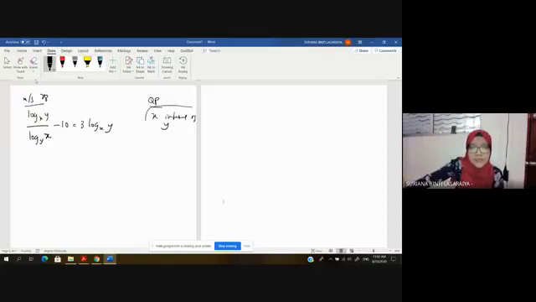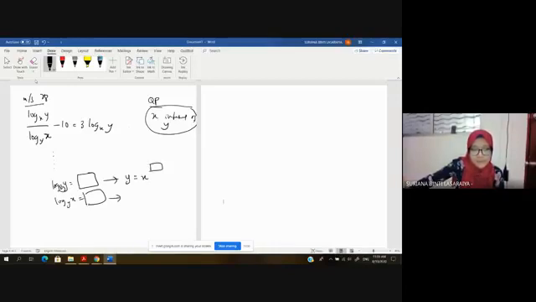So bila dia tanya soalan begini, maksudnya dalam mindset kamu, kamu kena aim by the end of the solution, you will end up with log x y equals to something, ataupun log y x equals to something. Because from here, you will directly get y equals to x power in bracket, ataupun x equals to y power in bracket. By the end of the calculation you should have this expression.